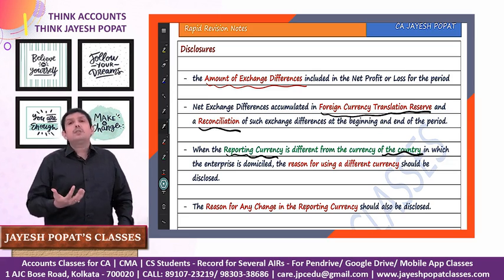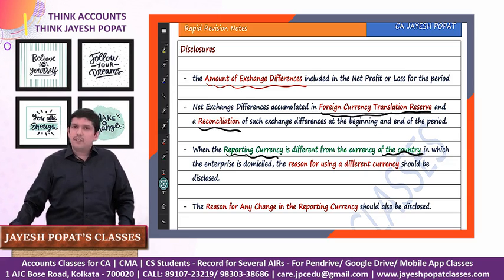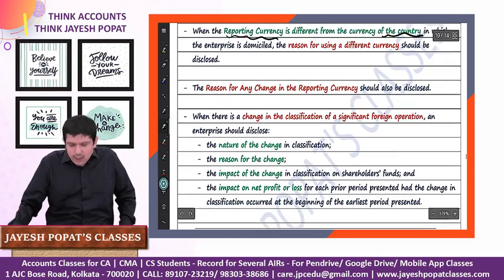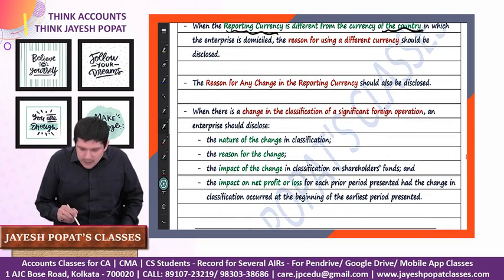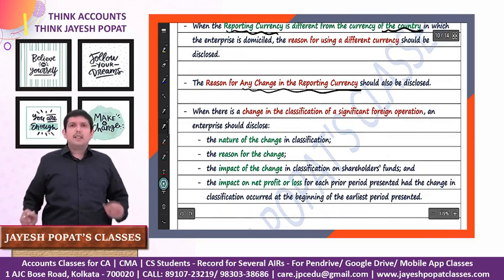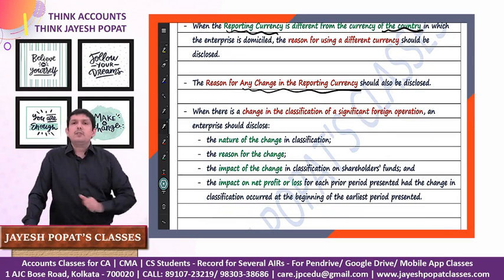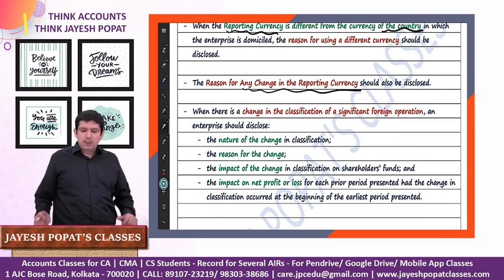I need to disclose the reason why I am using a different currency than the currency of the country in which I am domiciled. Any reason for change in the reporting currency? I was using INR, now I have shifted to some other currency, then what's the reason for the change?